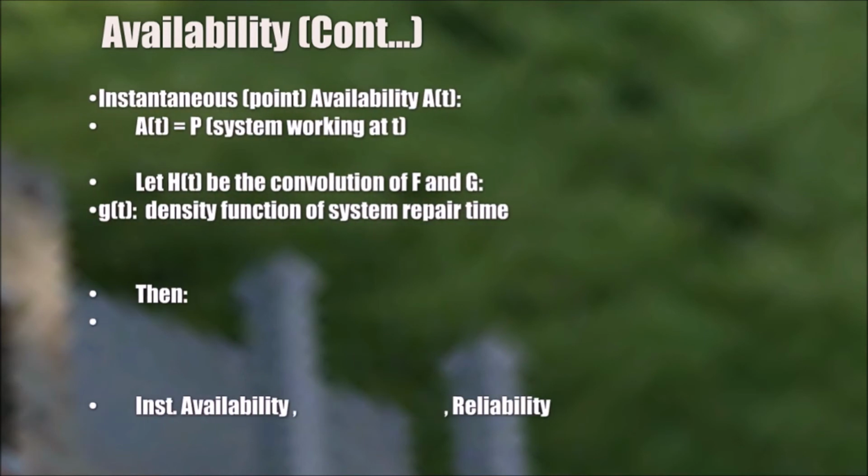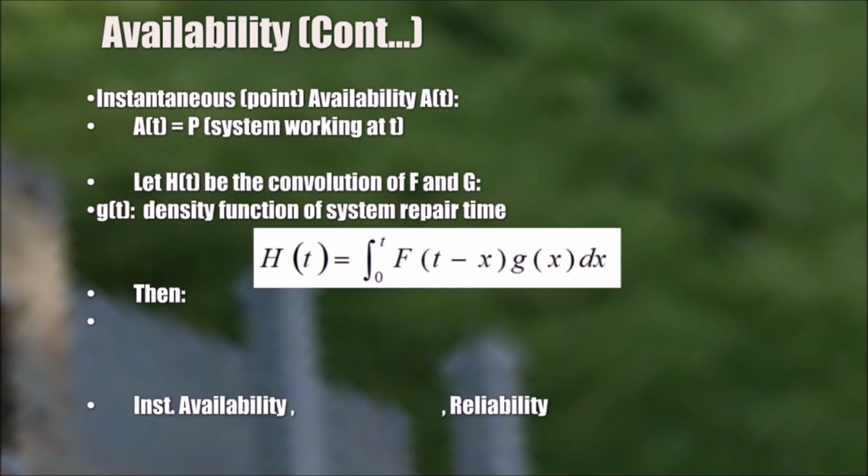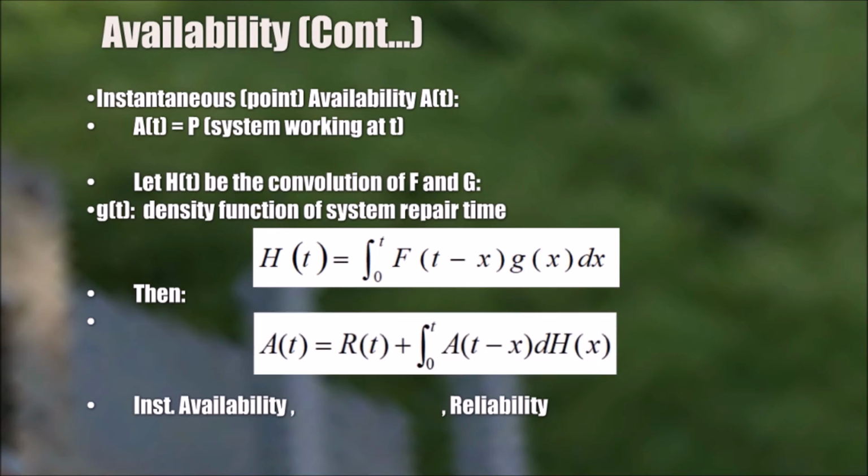Availability, continued. Instantaneous, or point, availability at t: A(t) equals the probability that the system is working at t. Let h(t) be the convolution of f and g, where g(t) is the density function of system repair time. Then instantaneous availability is given in terms of reliability.